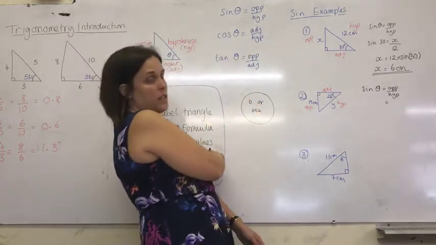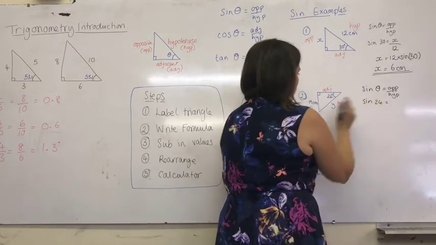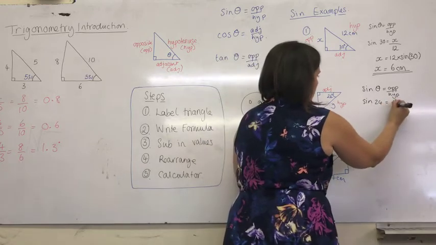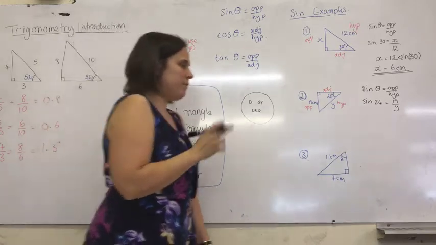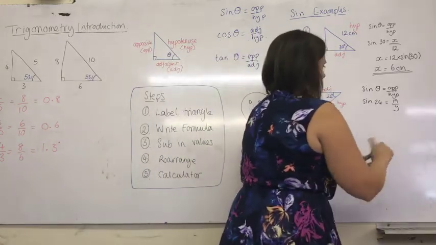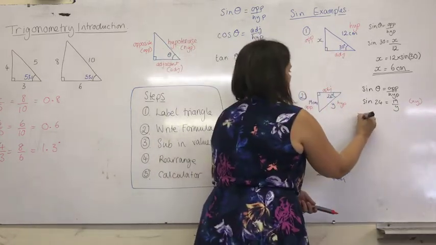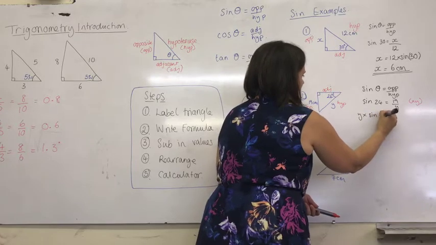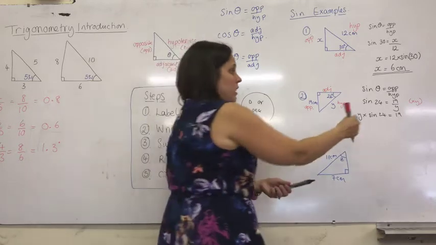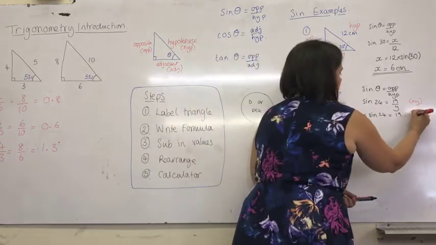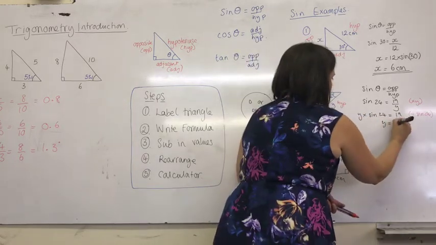Then step 3 is to substitute in the values. So sine 24 equals opposite, which is 19, over hypotenuse, which is y. Now, this one's a bit more tricky, so we're going to do it in 2 stages. The first thing I'm going to do is multiply both sides by y. If I do that, I get y times sine 24 equals 19. I want y on its own, so I now need to divide by sine 24. So I get y equals 19 over sine 24.